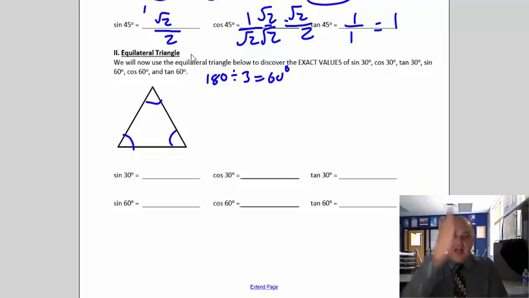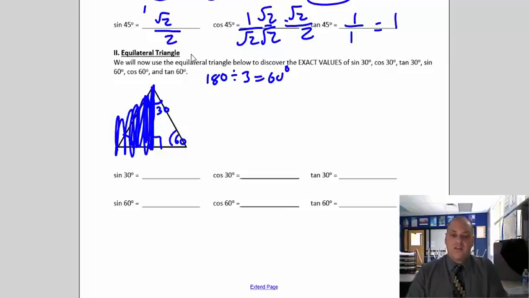Also, if I draw the altitude, meaning I just draw a line straight down the middle of the equilateral triangle, what happens? Well, I cut this angle up here, and I have a 30-degree angle now. This is still 60. We're going to ignore this, and we're just going to study this triangle right here, which is another right triangle. This is called a 30, 60, 90 right triangle. 30, 60, 90. These are my special angles.